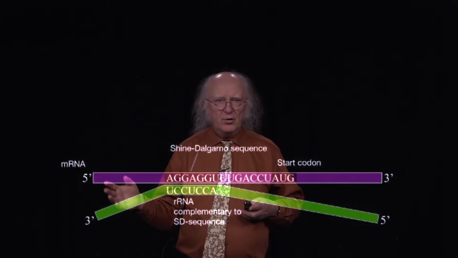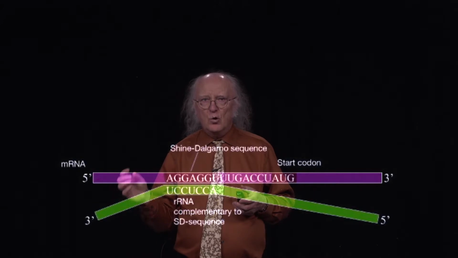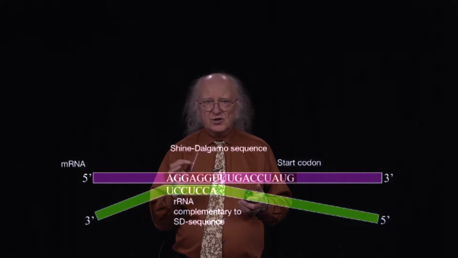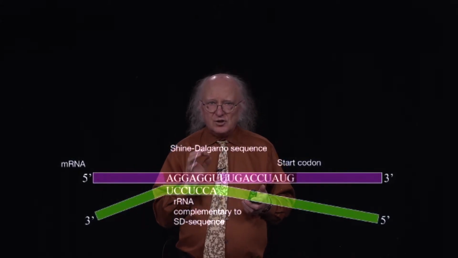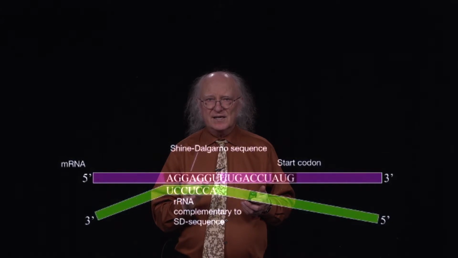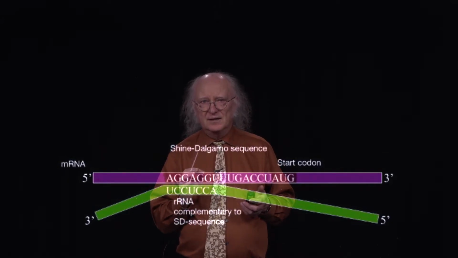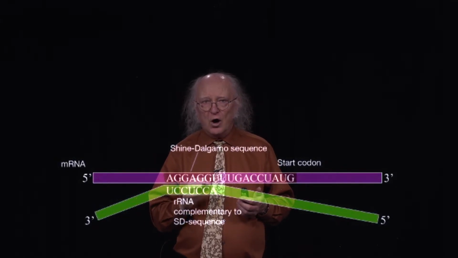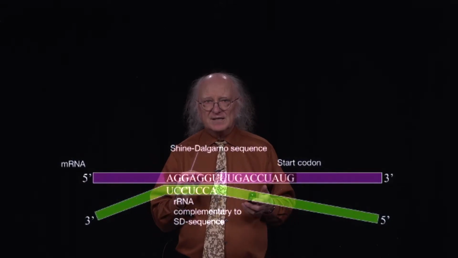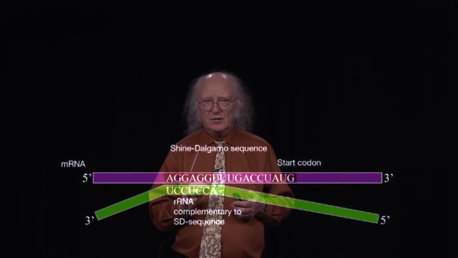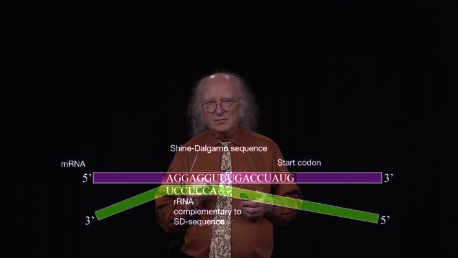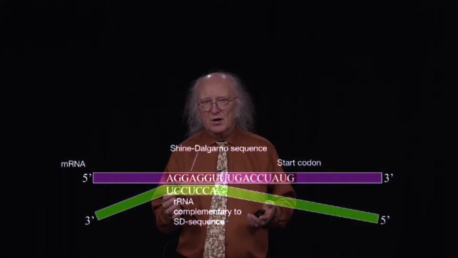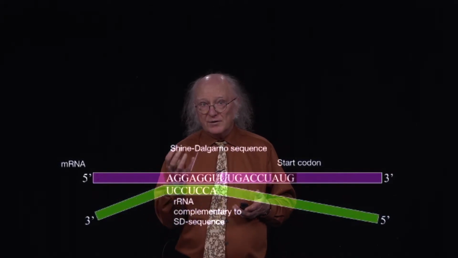Well, it turns out that prokaryotic messenger RNA contains a sequence called the Shine-Dalgarno sequence. The Shine-Dalgarno sequence is complementary to a portion of the 16S ribosomal RNA. I mentioned this in class, but I'm going to repeat it here. The Shine-Dalgarno sequence is complementary to a sequence in the 16S ribosomal RNA, which is a component of the small subunit of the ribosome.